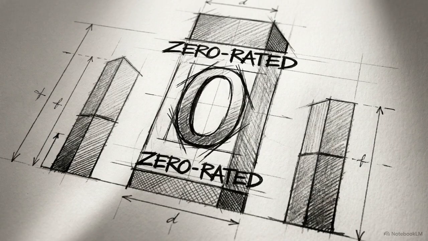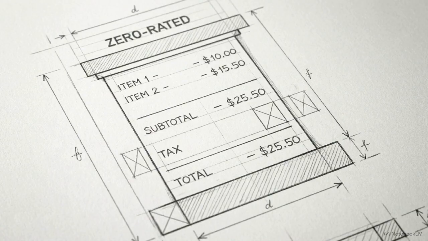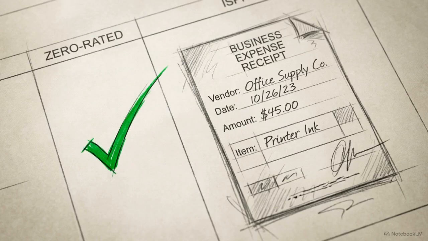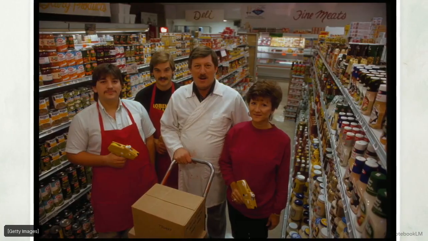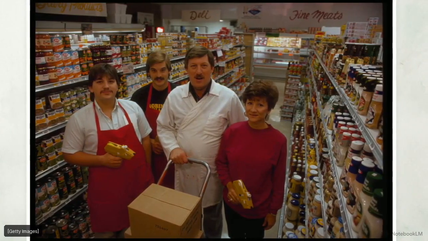Then there is the zero-rated anomaly. These are items where the government sets the applicable tax rate at exactly 0%. You don't charge the customer any tax, but you maintain your status in the flow-through loop, meaning you can still claim full ITCs to recover the tax paid on your expenses. Basic groceries, like raw meats, vegetables, and milk, fall into this zero-rated category.